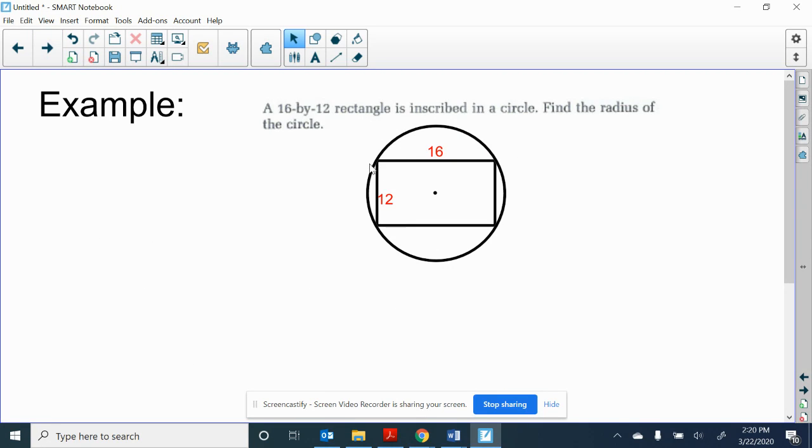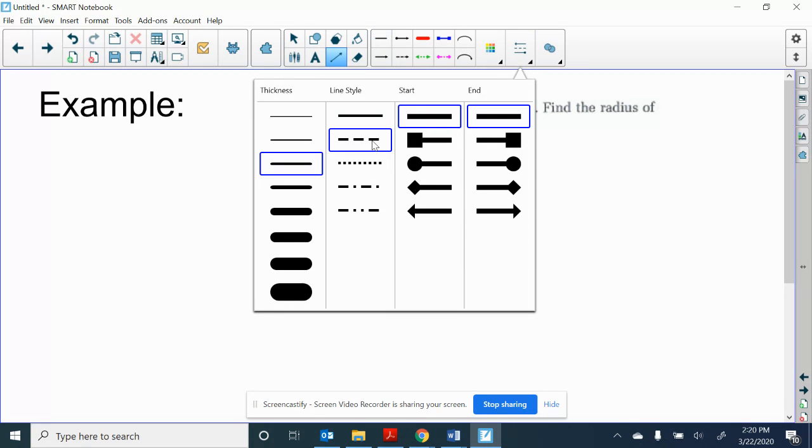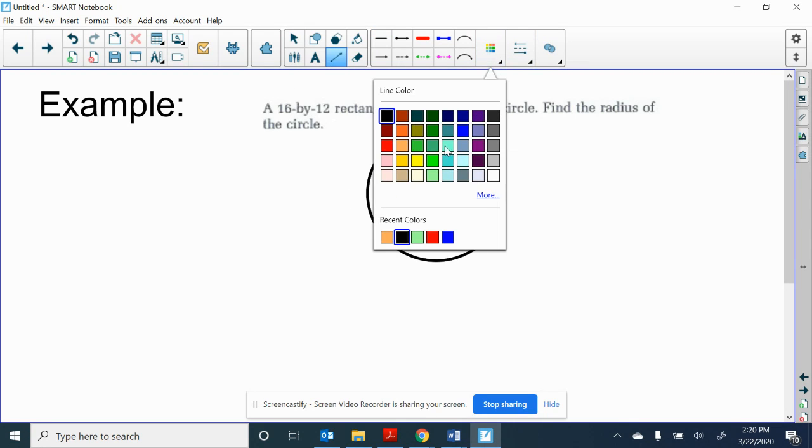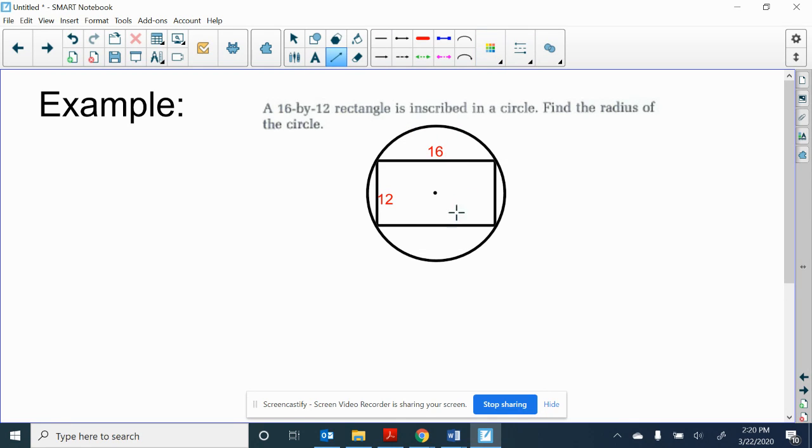Here I have a rectangle, which is 16 by 12, and it is inscribed in the circle. Find the radius of the circle. All right, so how can we do this? Well, let me get a nice color here. Let's go purple. All right. This is 16. This segment down here is also 16. So, of course, these two things are going to be the same because they're equidistant from the center. And what that means is that each one of these segments has to be 6.